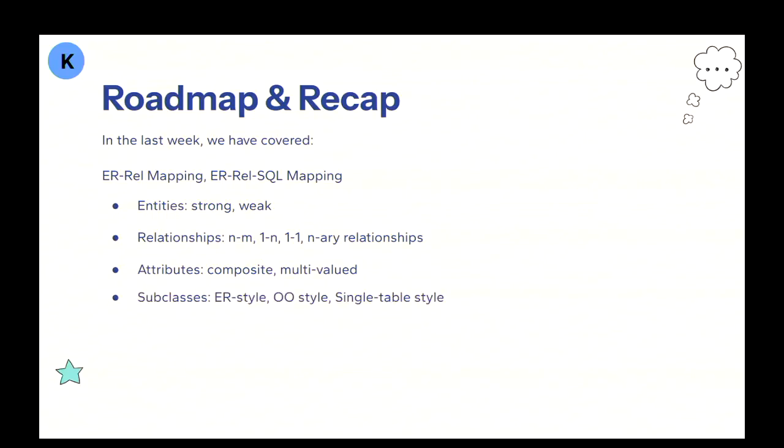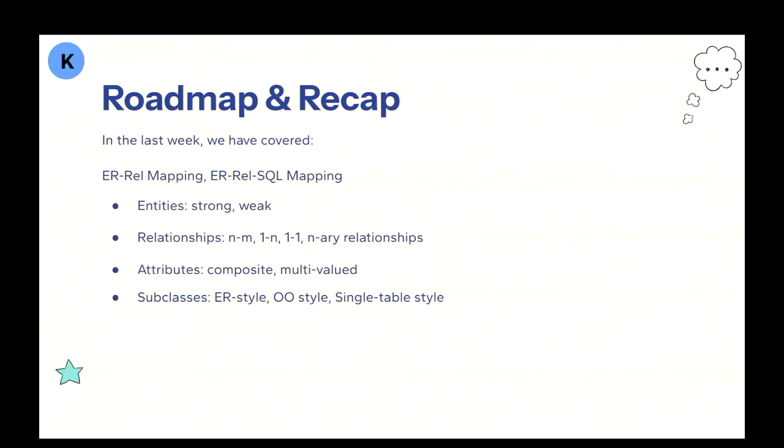And we also covered how to map subclasses. We have three styles. The first one is called ER style, which is to create a separate table for each one of the entities inside this inheritance chain. For each subclass table, we don't include the attributes of the superclass. We just put a foreign key pointing to the superclass. So that's how we do ER style mapping.